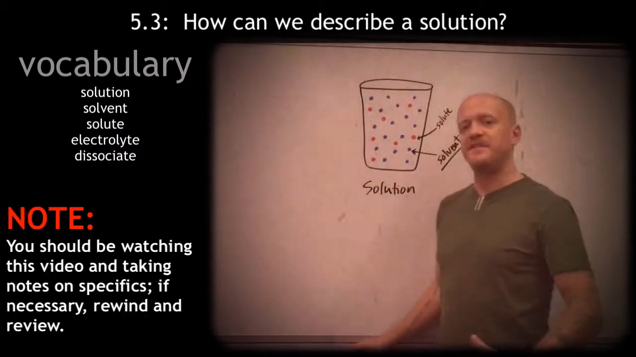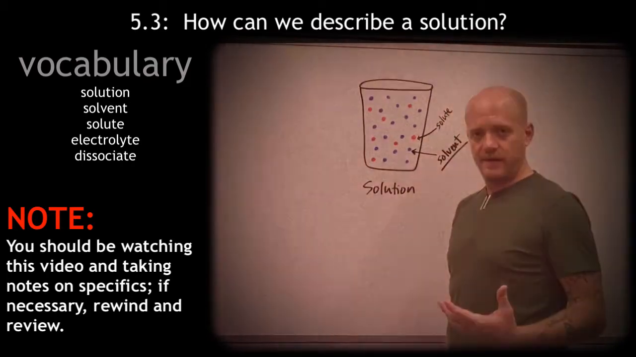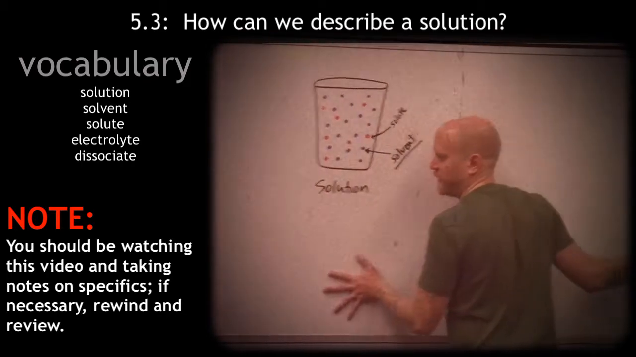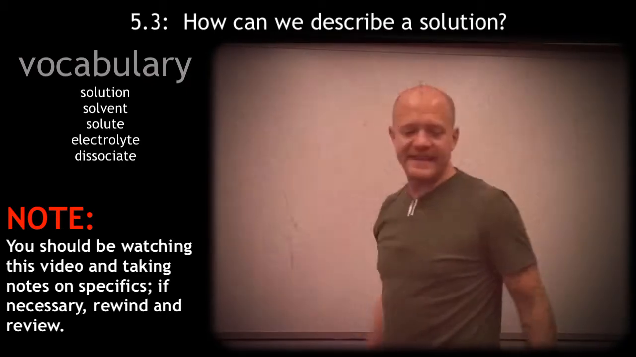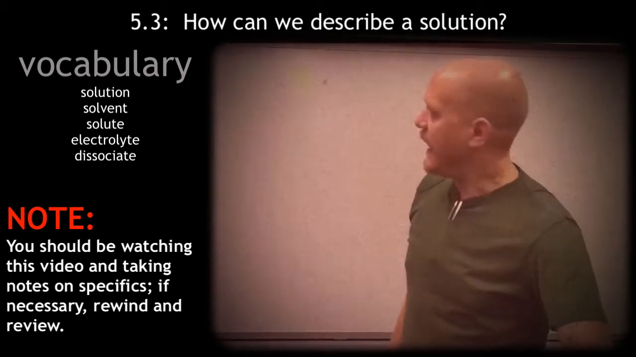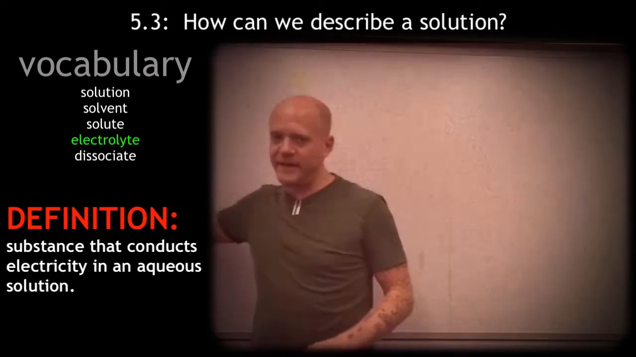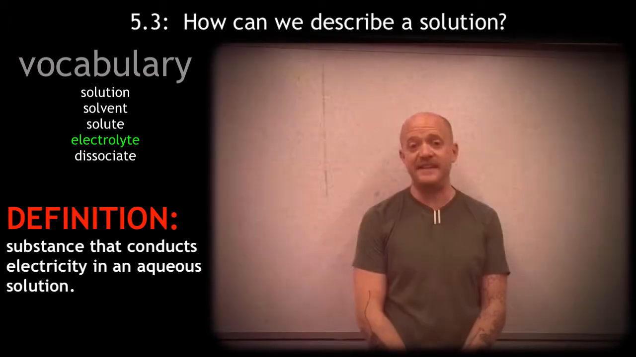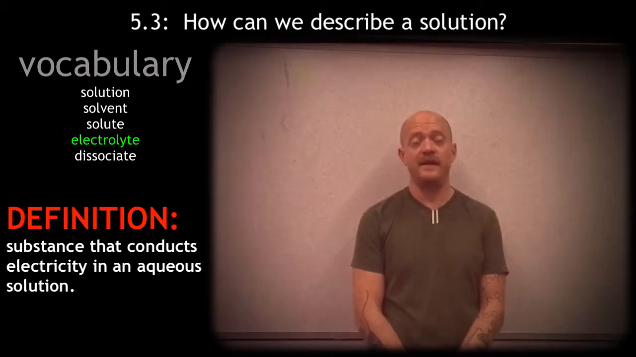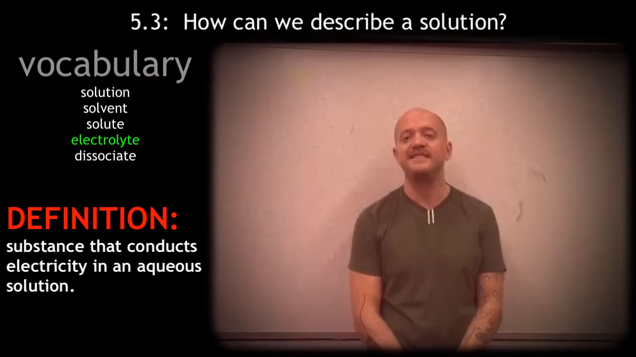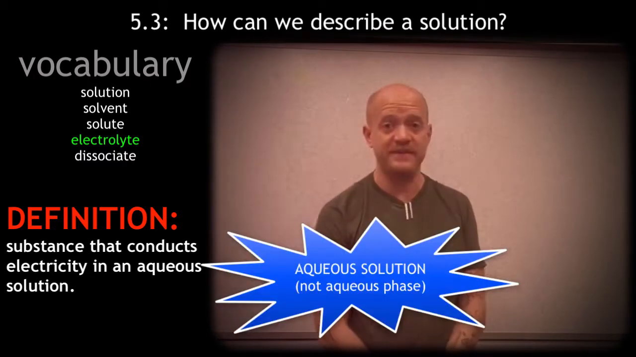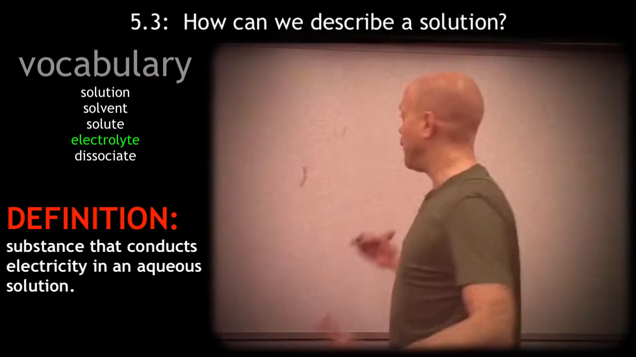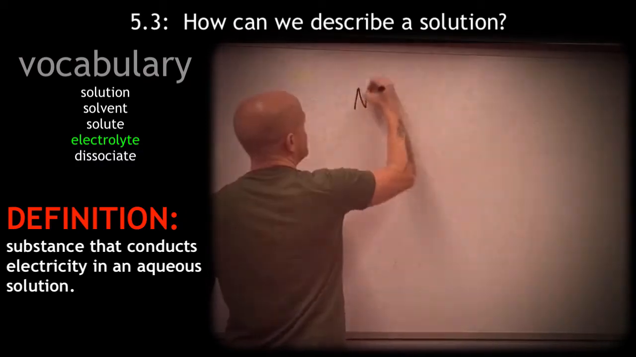Now, when you're working on these practice problems, you're going to see a couple of terms. One of the terms that you have to familiarize yourself with is an electrolyte. An electrolyte, all it means is that it is a compound that conducts electricity in the aqueous phase. Again, an electrolyte conducts electricity in the aqueous phase. The best example of an electrolyte that you know of is sodium chloride.